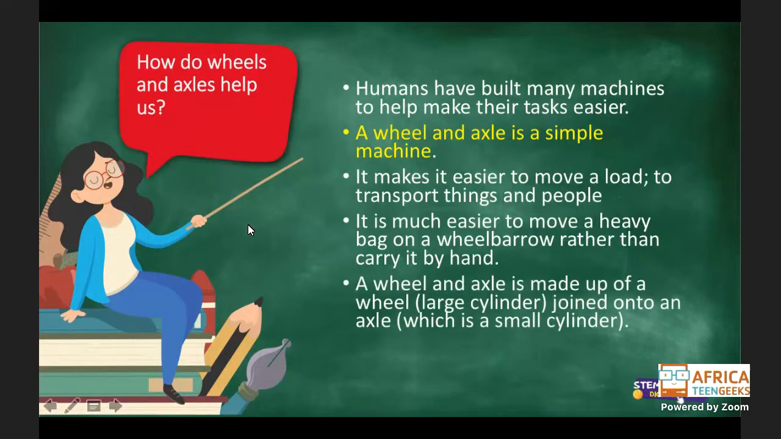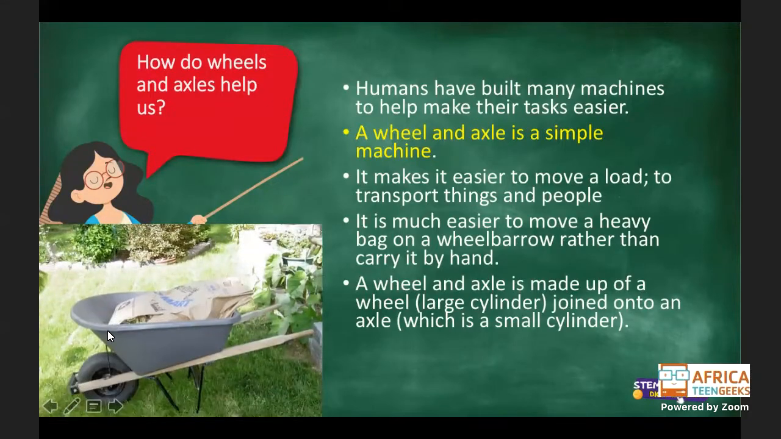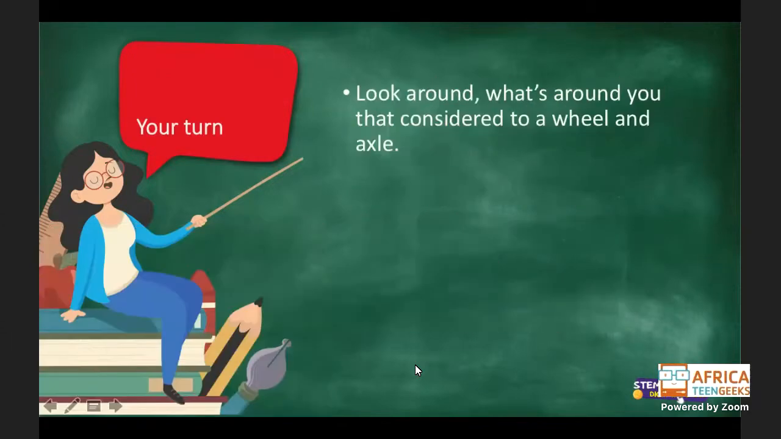A wheel and axle is made up of a wheel, a large cylinder, joined onto an axle, which is a small cylinder. Okay, this is a picture of a wheelbarrow. A wheelbarrow has a wheel and it is balanced by an axle.